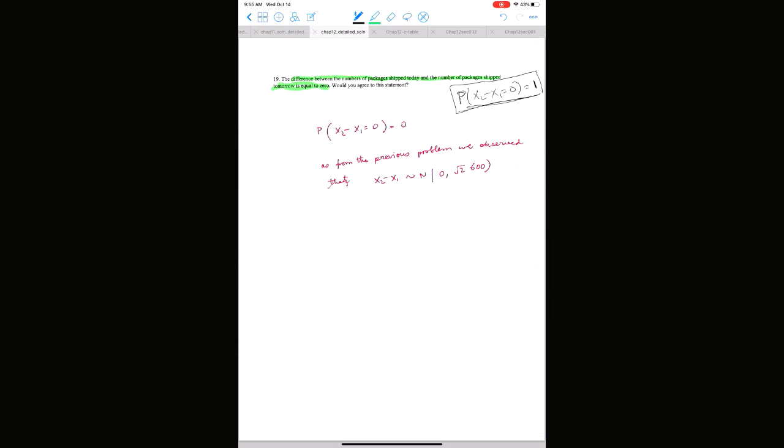Is this claim true? Of course this claim is untrue. Why is this claim untrue? Because x2 minus x1 is a continuous random variable. Agreed? And what did we discuss earlier? That when we have a continuous random variable, then the probability that it takes a single value, in this case 0, is always equal to 0. Hence, this statement is false. Would you agree with this statement? I would not.